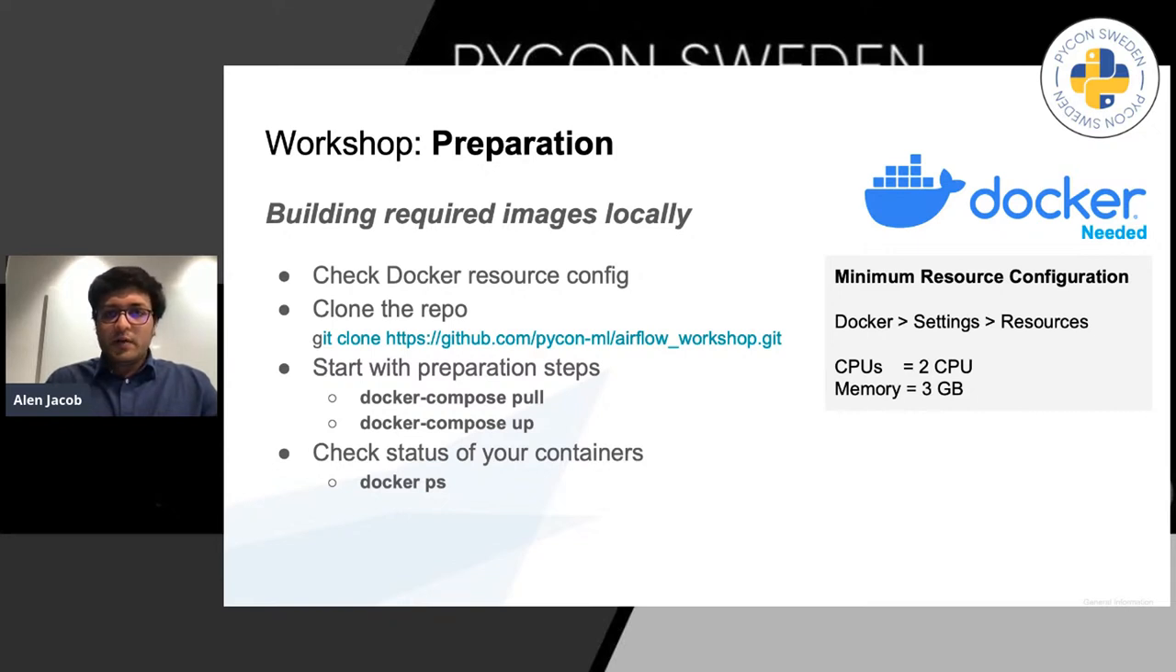Once the repo is cloned, go to the repo folder, either using your IDE or a terminal, then run these two commands: docker-compose pull, which pulls the pre-built images, and once it is complete, docker-compose up, which will start all those containers. Once it is up and running, you can check the status of the containers using docker ps. One thing to keep in mind is that when you install Docker Desktop and once it is started, make sure that you update the Docker settings with a minimum of 2 CPUs and 3 GB memory.